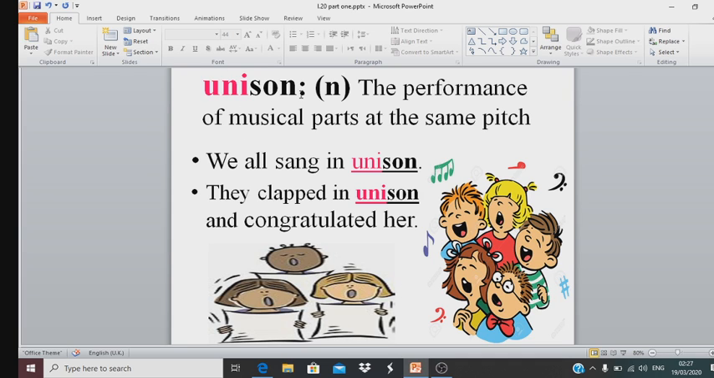Unison. Unison functions as a noun and it means the performance of a musical part at the same pitch. So if you look at this picture, you will find that all of the kids are singing in unison. It means in harmony. So harmony means unison. We all sang in harmony or we all sang in unison. They clapped in unison and congratulated her.